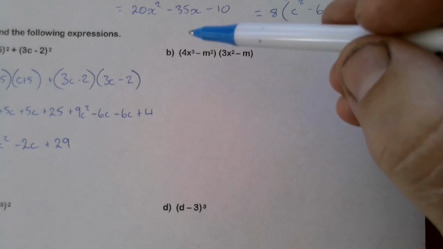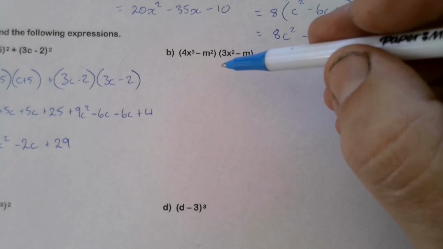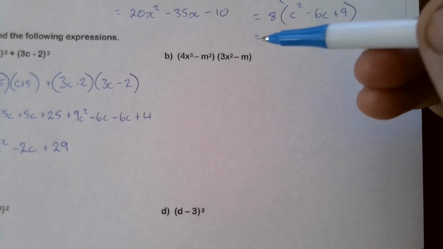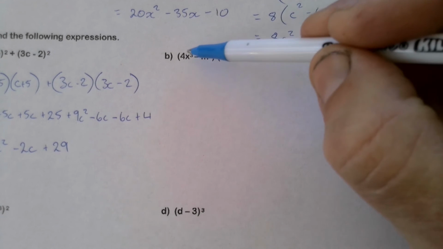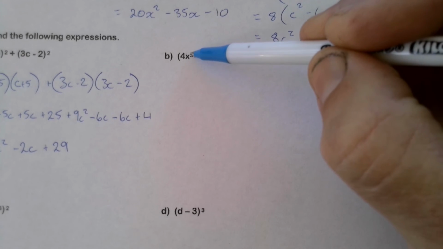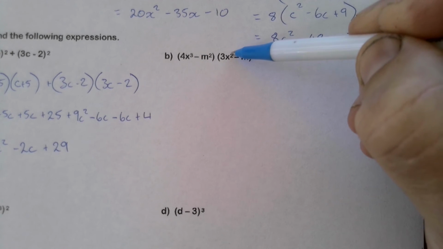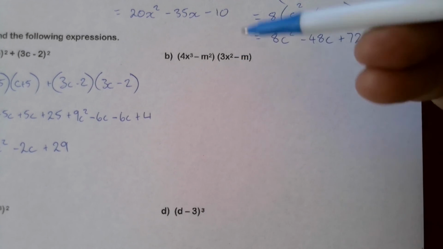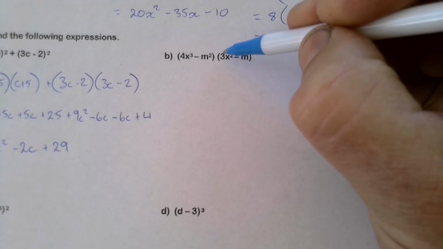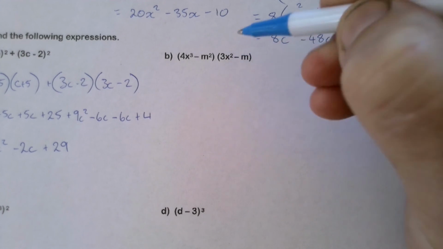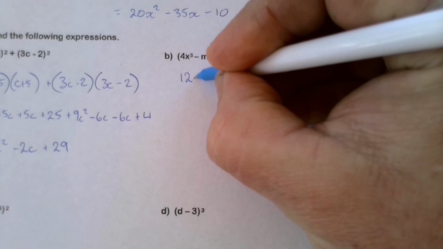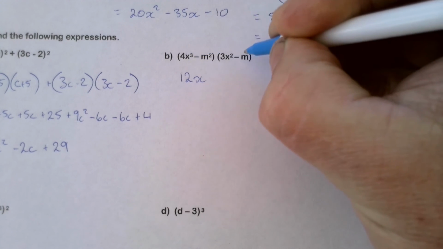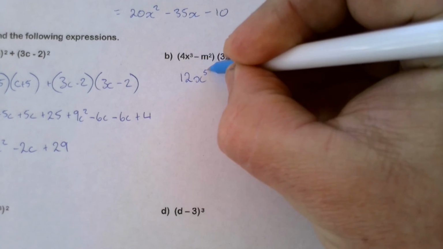Now 6b is probably best tackled using index laws. Okay, so in index laws, when you're multiplying these together, remember the base numbers are multiplied together, but the little indices are added when you multiply. That's the first index law. Okay, so when we do 4x to the 3 multiplied by 3x squared, what we end up with is 4 3's make 12, and then you have x to the 3 plus 2 making 5.